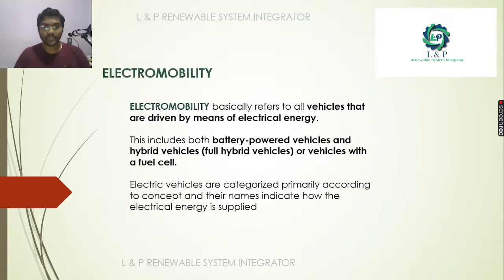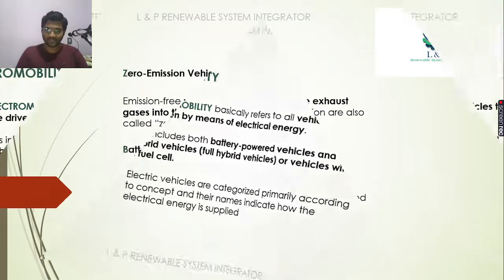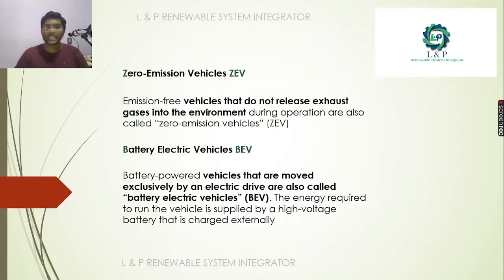of the electrical vehicle. Basically, if you try to know about electric mobility, it's nothing but vehicles that are driven by means of electric energy. If you drive any vehicle with the help of electrical energy, it is referred to as electromobility. It can be of different varieties. Maybe we can go for battery powered vehicles and hybrid vehicles as well, or vehicles driven by fuel cells.